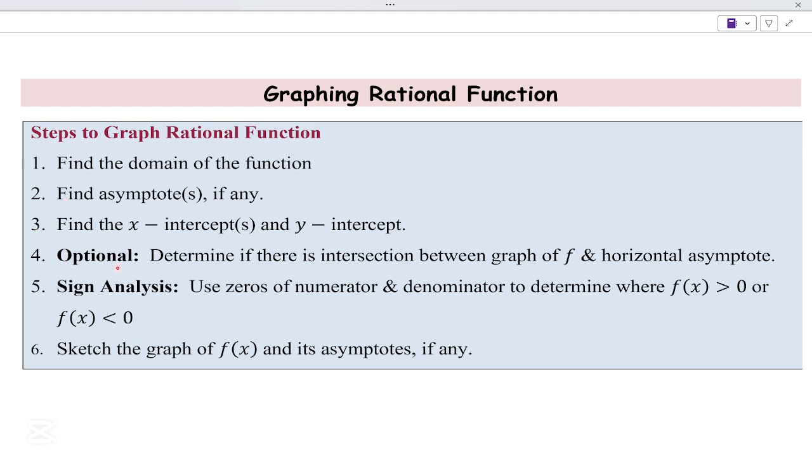Fourth, which is optional, determine if there is an intersection between the graph of f and the horizontal asymptotes. Fifth, the sign analysis: use the zeros of the numerator and denominator to determine where the function is greater than 0, or above the x-axis, or where the function is less than 0, or below the x-axis. Sixth, sketch the graph of the function f and its asymptotes, if any.